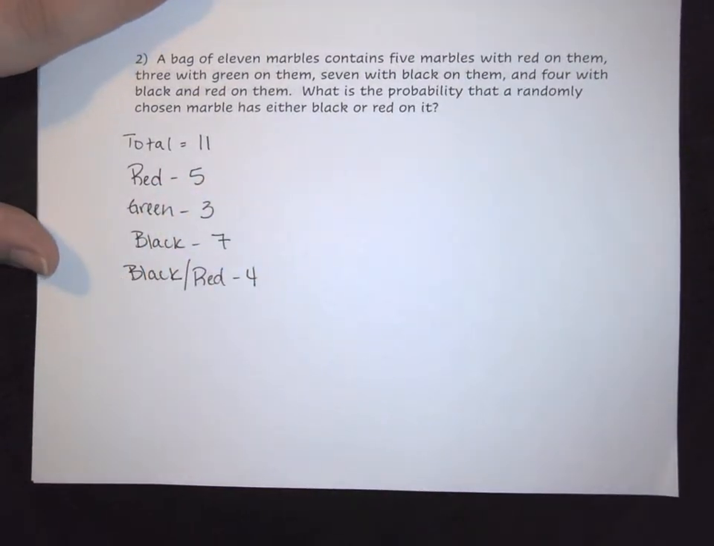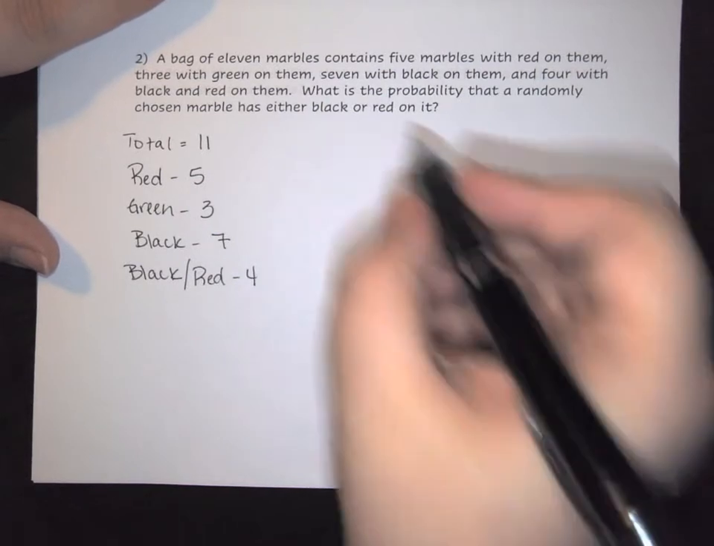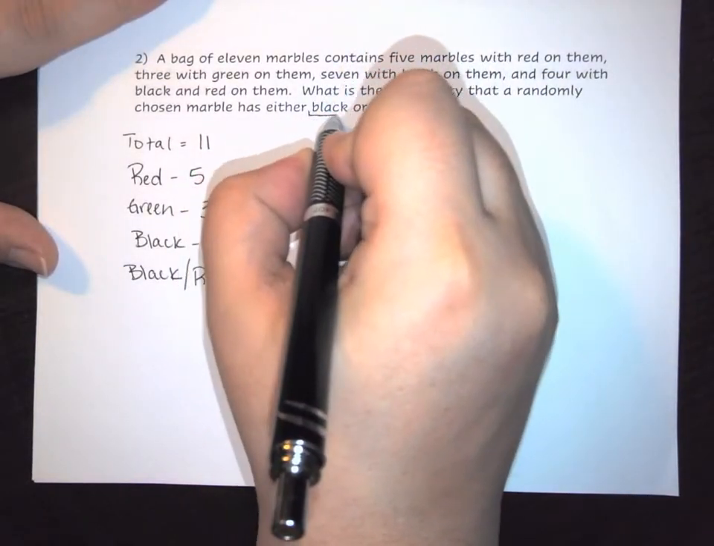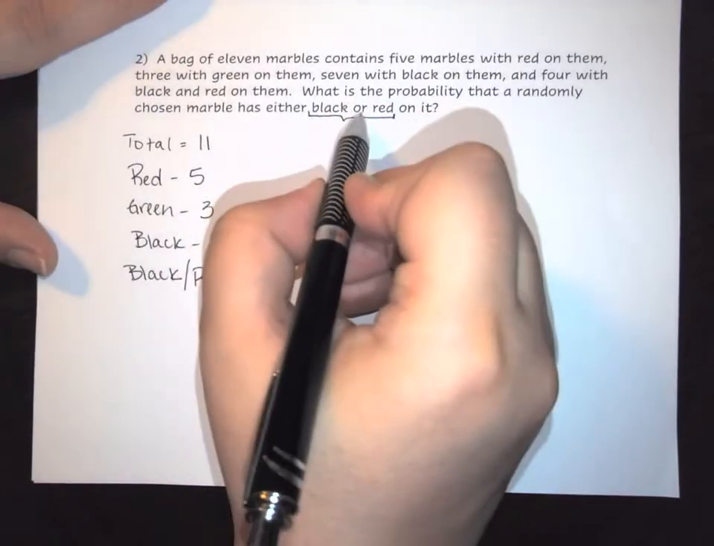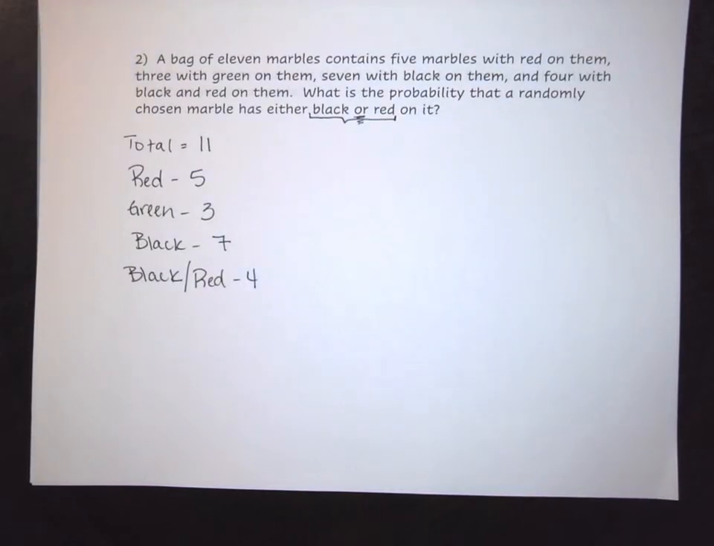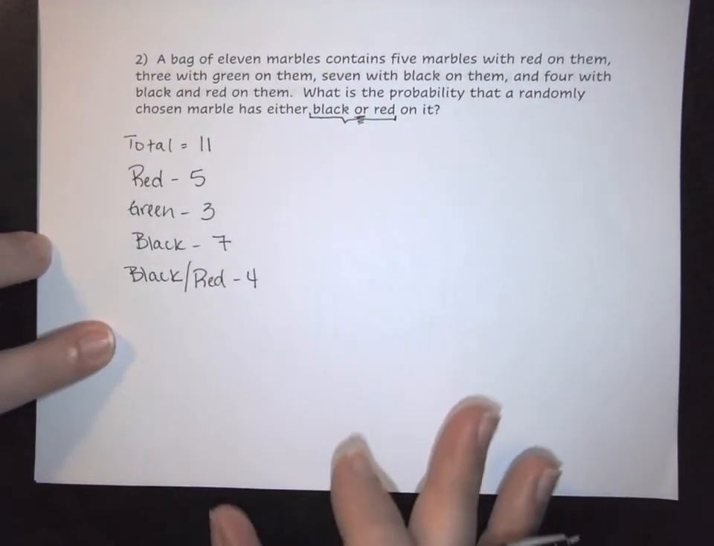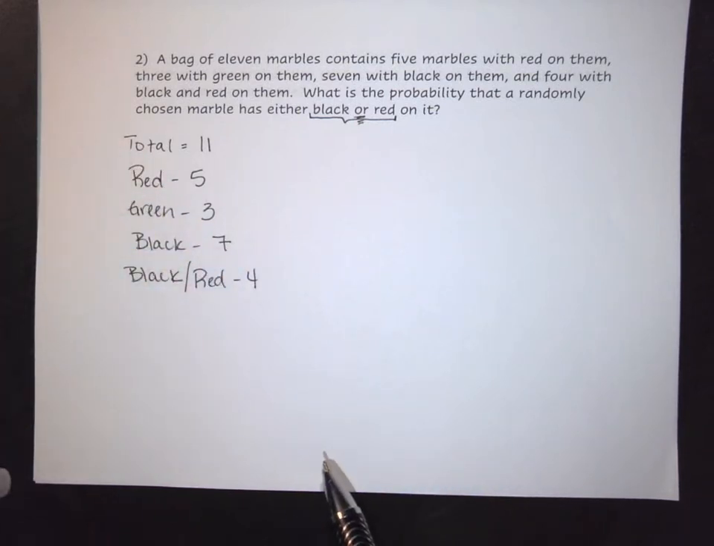What is the probability that a randomly chosen marble has either black or red on it? Again, this piece right here on the end tells us what we're doing, and the "or" is the most important piece. Okay. Now in this case, if you look at our list of marbles, the first thing that might jump out at you is that these numbers don't add to 11. And that's fine, because a marble can have one color or it can have 5, 6, infinite colors.